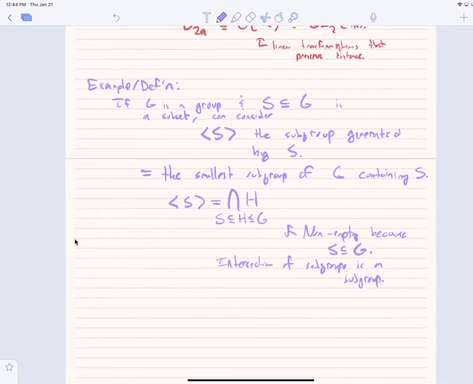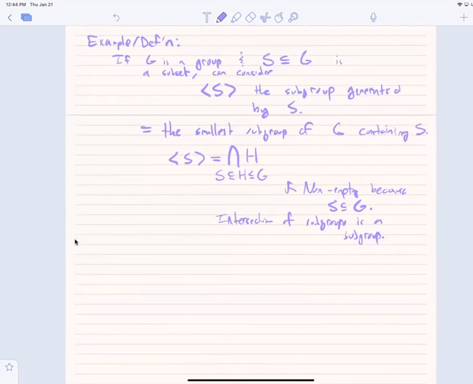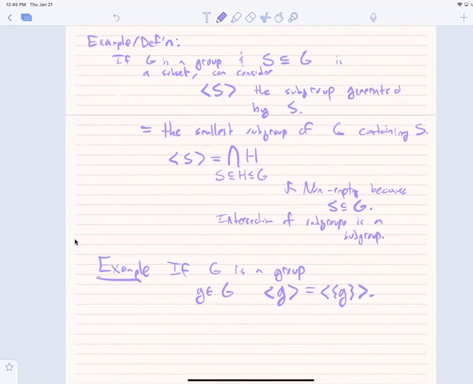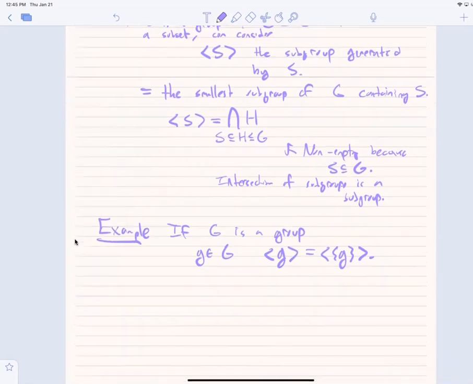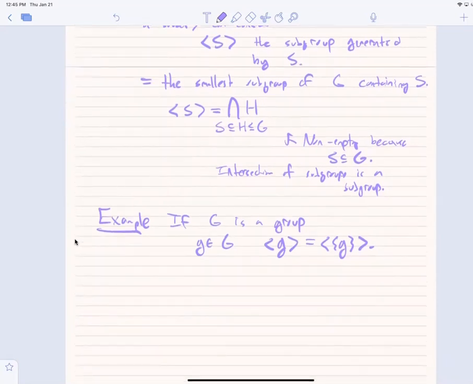Okay, great. So this is what I mean when I say the subgroup generated by S. Just for example, if G is a group and g is an element, I can consider the subgroup generated by that element g, which would be defined to be the subgroup generated by the set consisting of that element g. Good. Well, okay, what's this group?